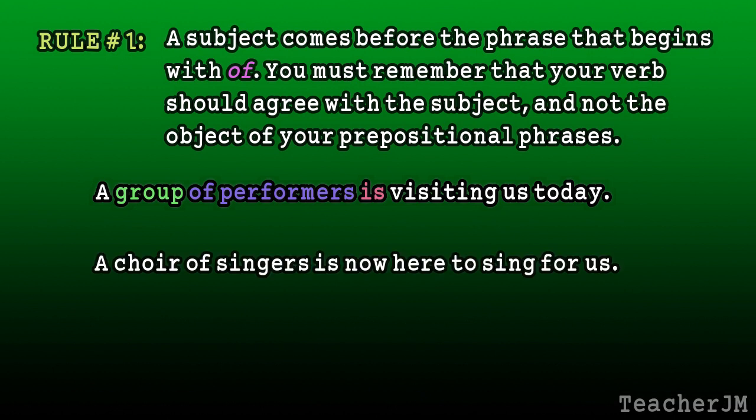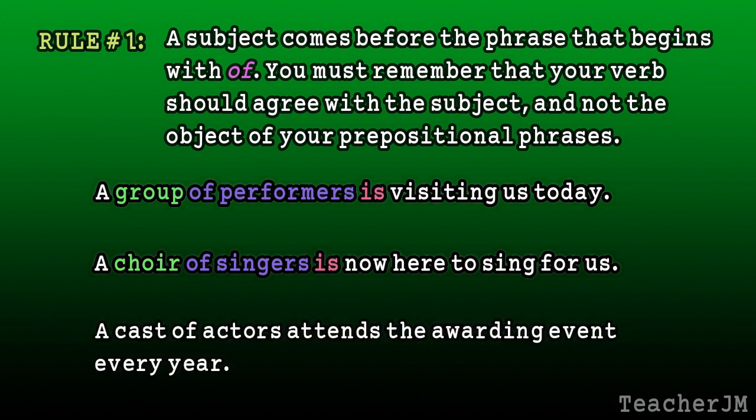A choir of singers is now here to sing for us. The subject here is choir, and this is why we are using the verb is. The prepositional phrase of singers must not confuse you with where your verb should agree. A cast of actors attends the awarding event every year. The subject here is cast, and this is why we are using the verb attends. The prepositional phrase of actors must not confuse you with where your verb should agree.